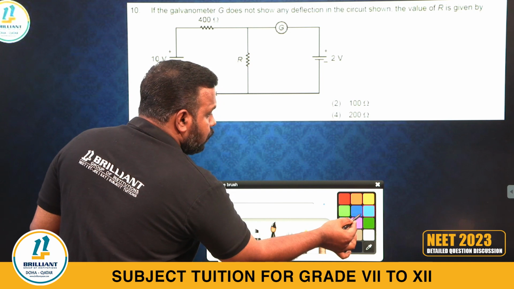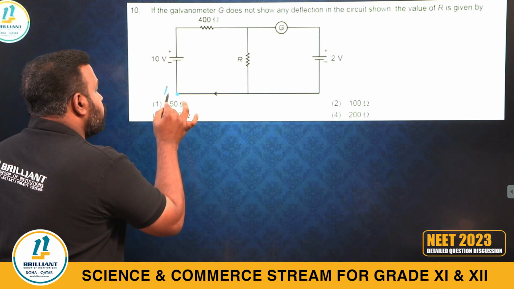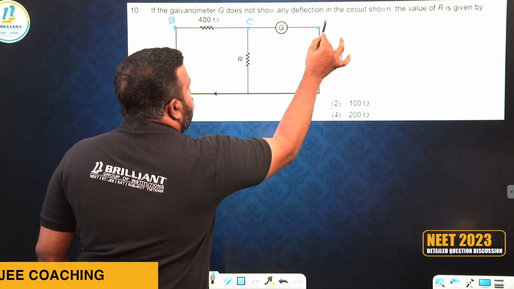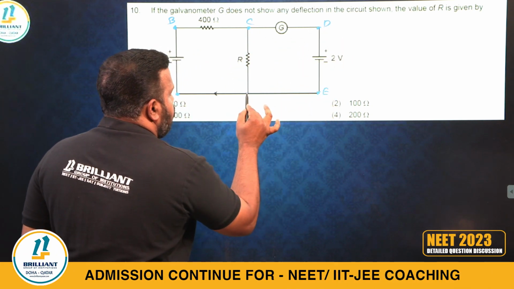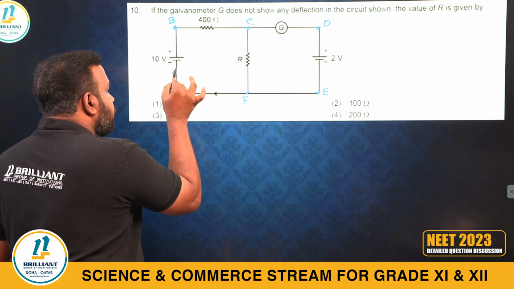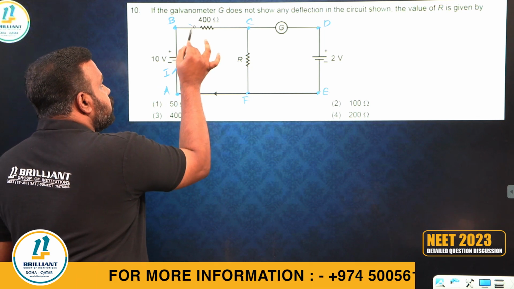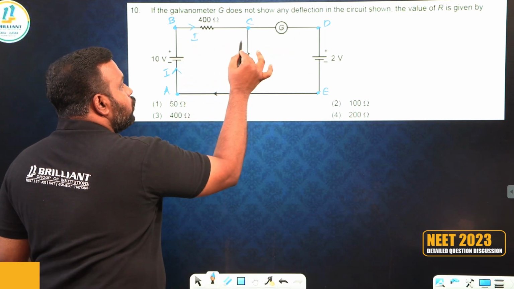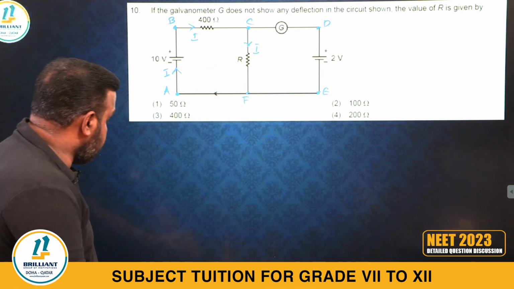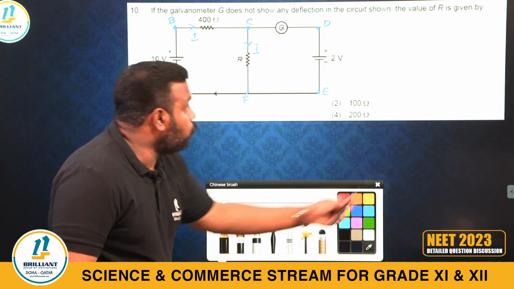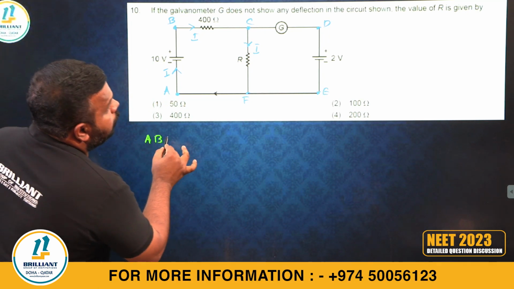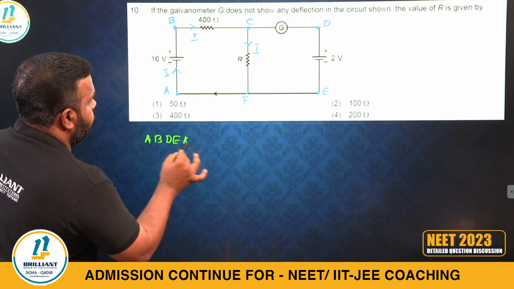Current electricity, Kirchhoff's rule. So let us mark these points A, B, C, D, E, F. And let us assume the current flowing from here as I. So this is I, this is I. There is no current through this, so it is I, and will be going like this. I am applying the loop rule for the loop A, B, D, E, A.